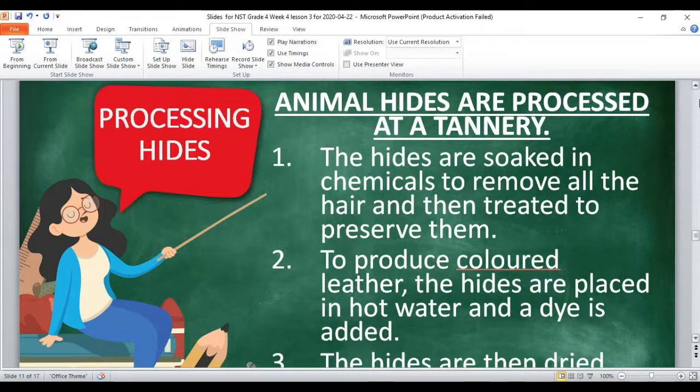Now, number 2, to produce colored leather, the hides are placed in hot water. In the hot water, the colors are added. If you want the black color, it will become black. If you want the white color, it will become white. As you can see, we've got different types of leather. It's not only one color, but different colors. So that is what happens in the tannery.